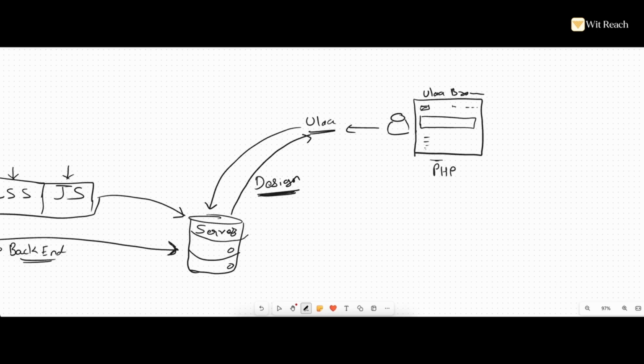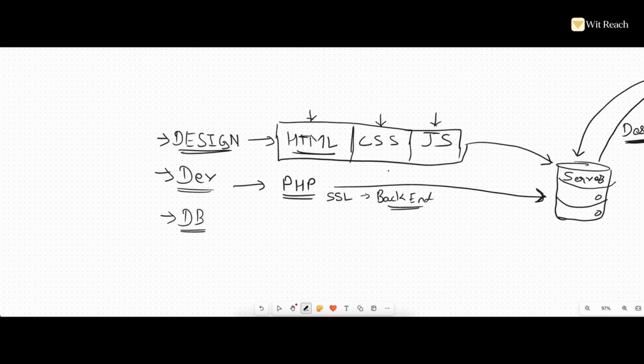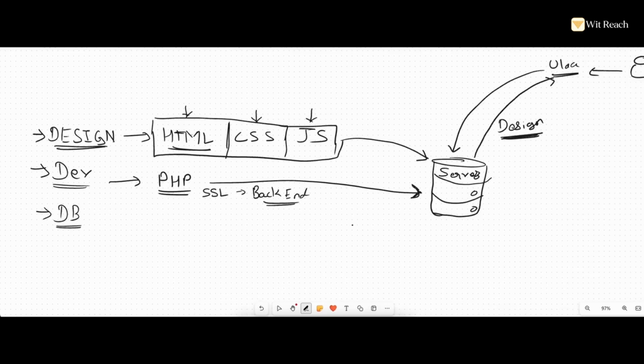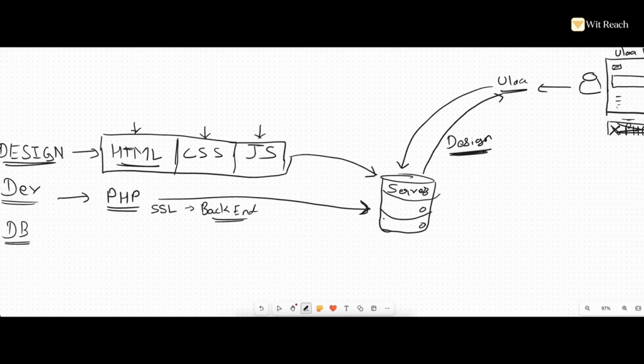The PHP code is not visible to the user. The user cannot see the PHP code here in the browser. They will only see the HTML, CSS, and JavaScript. Then what does PHP exactly do? PHP is integrated within the HTML and all, but it is specifically stored in the server to communicate with the user and the requirements of the user.